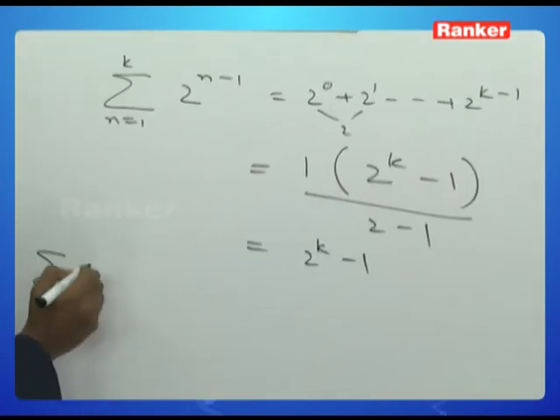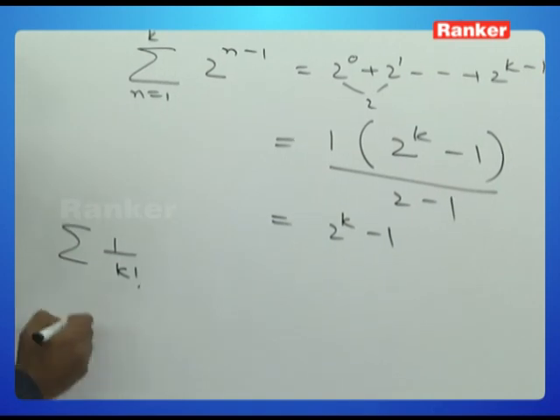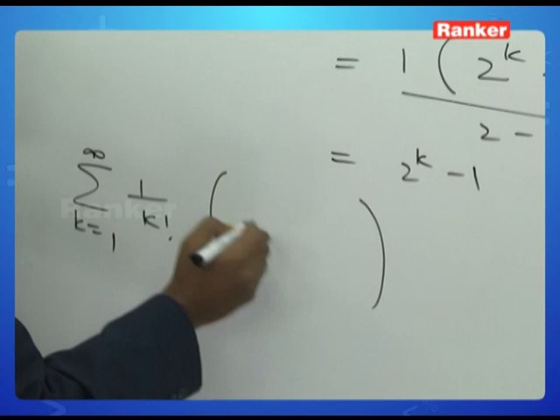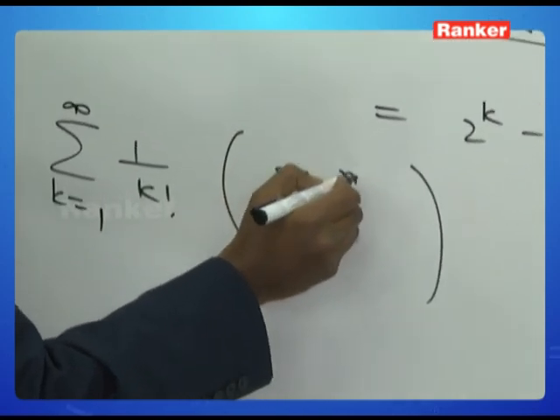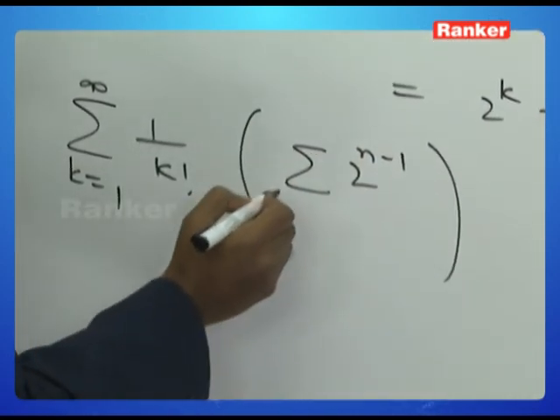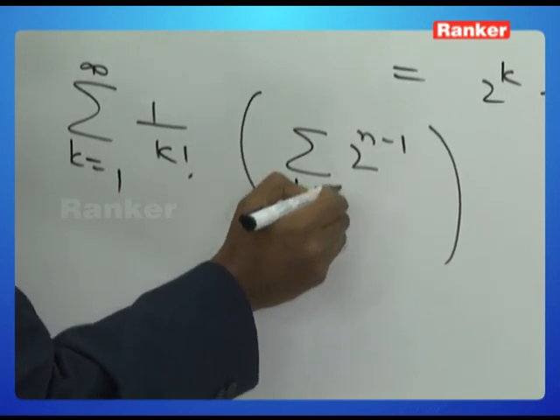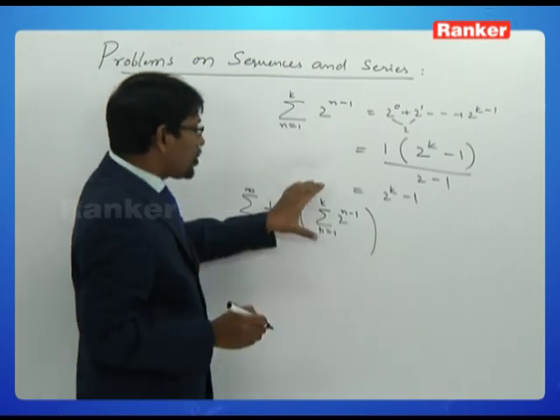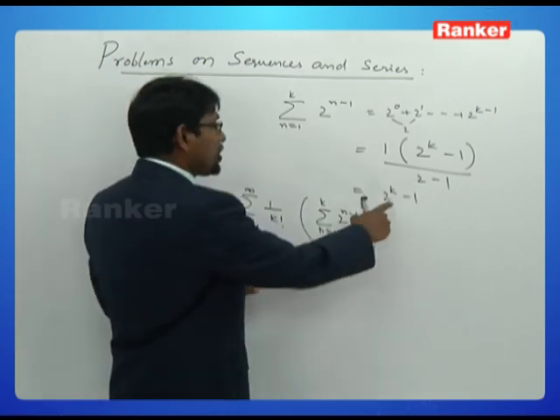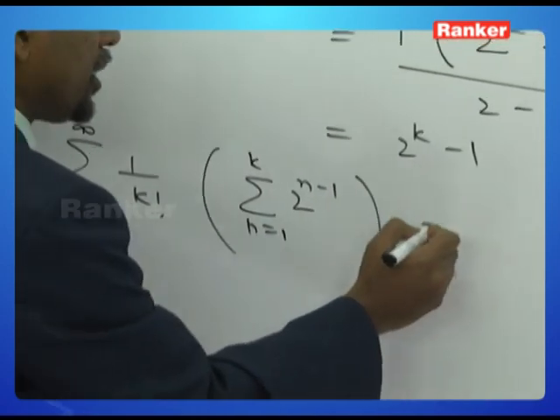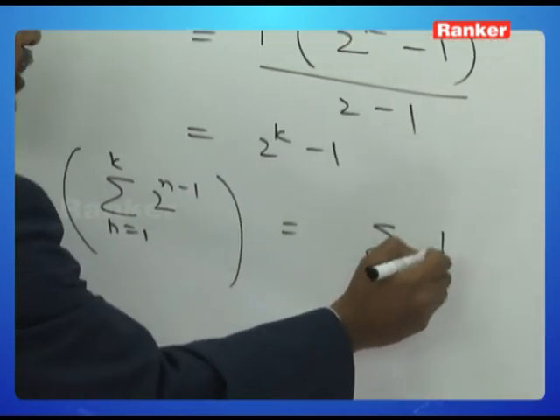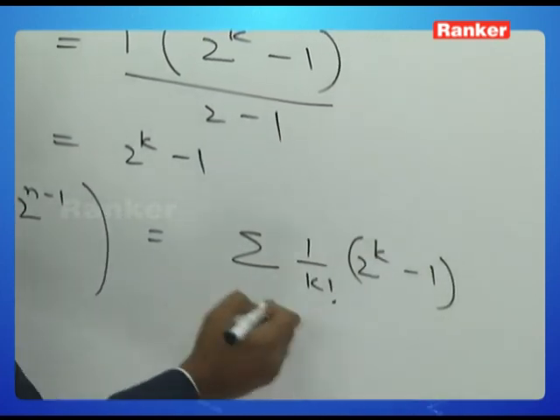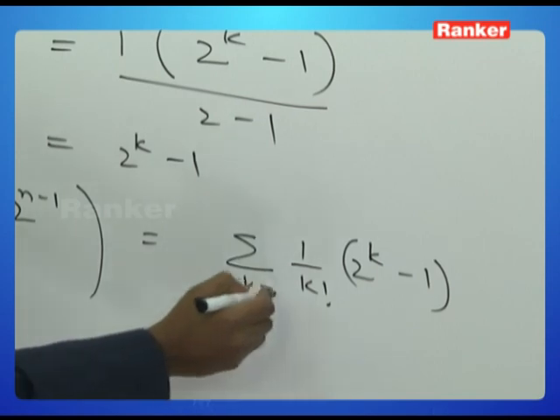What we wanted was sigma 1 by k factorial into, k ranging from 1 to infinity, of this summation 2 power (n minus 1), n ranging from 1 to k. Now what did this come out to be? This summation came out to be 2 power k minus 1. So let's write that. That's coming out to be 1 by k factorial into (2 power k minus 1), k ranging from 1 to infinity.